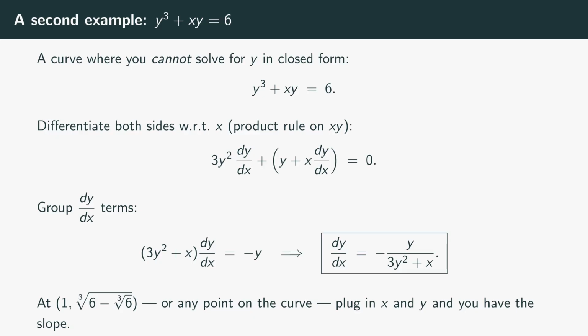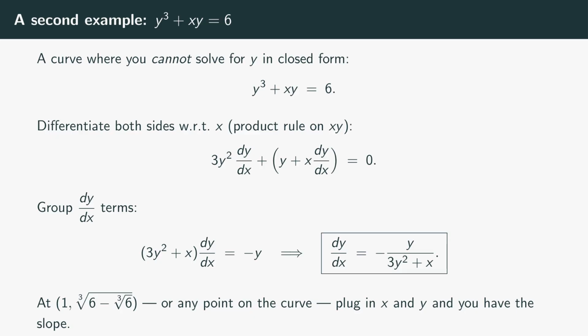The term xy: product rule, since both x and y vary. Derivative of x is 1 times y, plus x times the derivative of y, which is the derivative of y with respect to x. So the xy term contributes y plus x times the derivative of y with respect to x. Right side, derivative of 6 is 0. Assemble: 3y squared times the derivative of y with respect to x, plus x times the derivative of y with respect to x, equals 0.